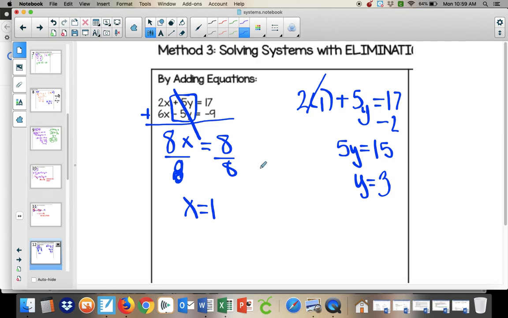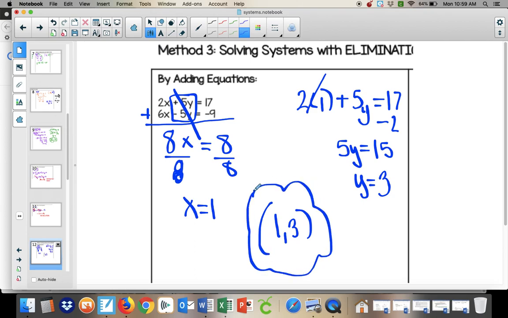Now remember, I do not leave that as my answer. I have to put it as a coordinate point. 1, 3. And that is my answer. When I go back and check, 1, 3. So 2 plus 15 is 17. Yes. 6, take away 15 is negative 9. Yes. So this is my answer.